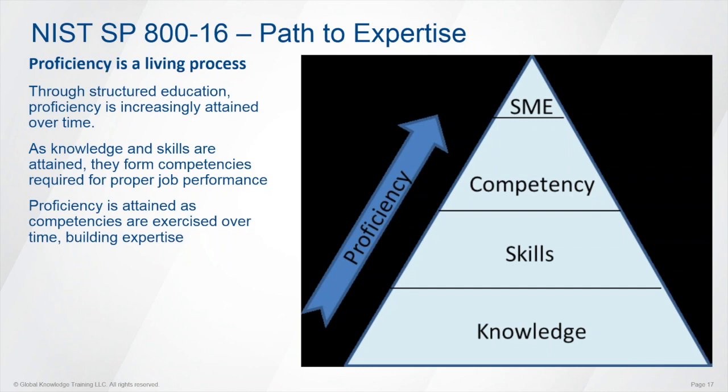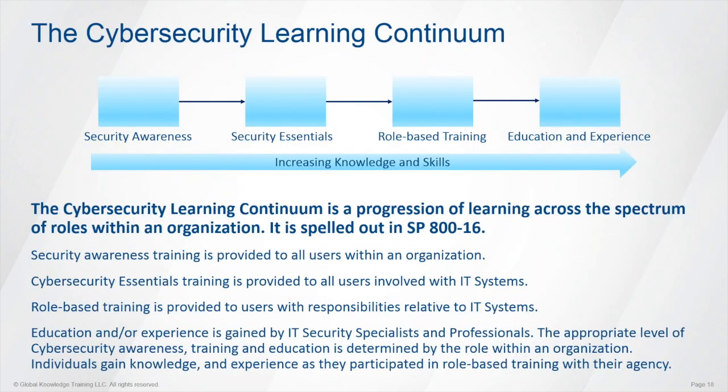In order to do that, they built a learning continuum. Now, the learning continuum looks at security awareness, security essentials, role-based training, education experience. We're going to dive into each of these, but the idea is that you build on what you've already learned. The simple fact is you have to have security awareness training across all users within an organization. And again, this is part of risk mitigation and a risk framework: you get everybody some security training. So that means teaching people, don't click on suspicious emails, don't plug USB sticks into your computer, don't do this, don't do that, and just being generally aware of what's going on.